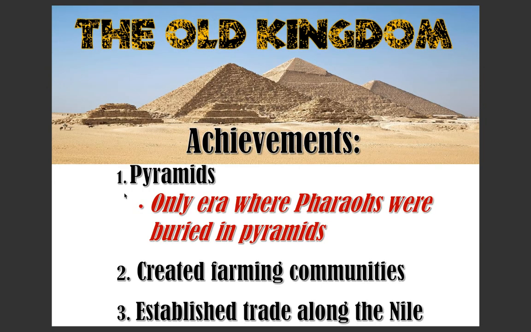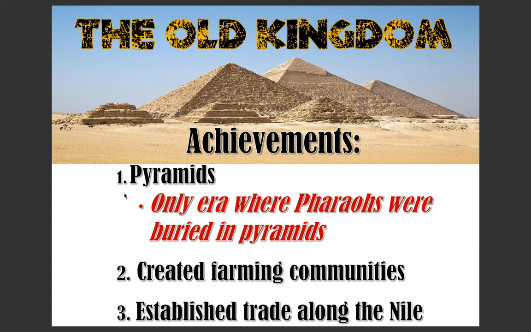There were some really important achievements of the Old Kingdom. Most importantly is the pyramids. You think of Egypt, and one of the first things you think of are these great structures that you find in the middle of the desert in Egypt. They are still standing today.